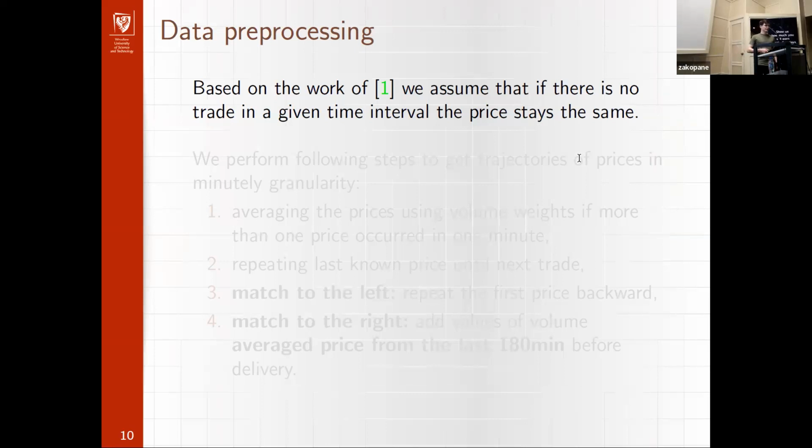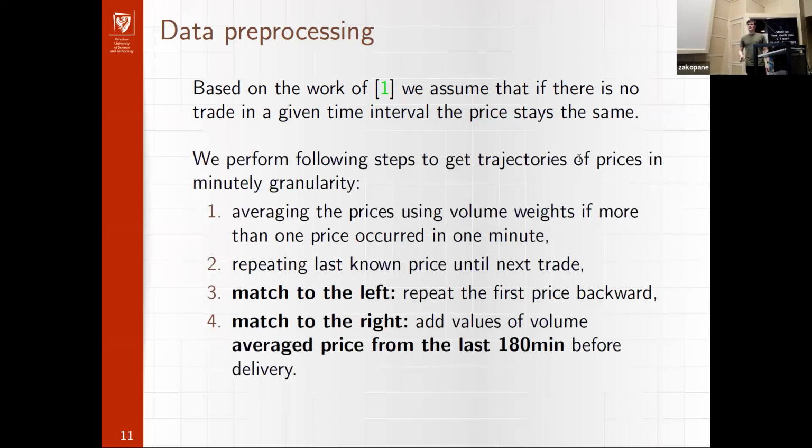So based on the already tested approach of Thiel and Kirsch, we assume that if nothing trades, the price should maybe stay the same to unify the length of our territories. So if nothing trades from the left, we extend the price from the left to the right until the next trade. And using this assumption, we process the data in such a way.